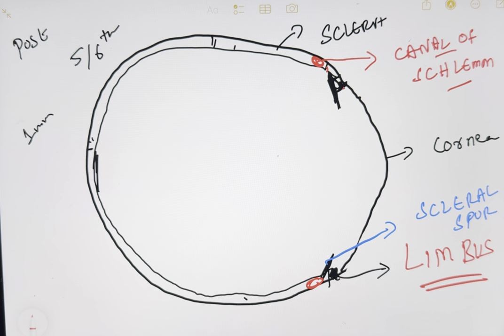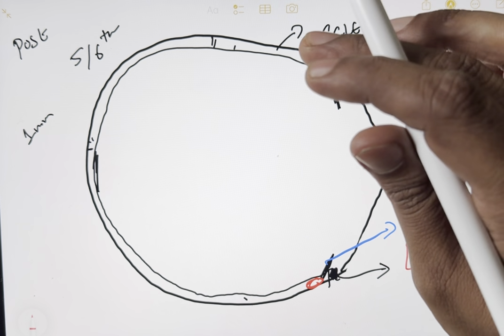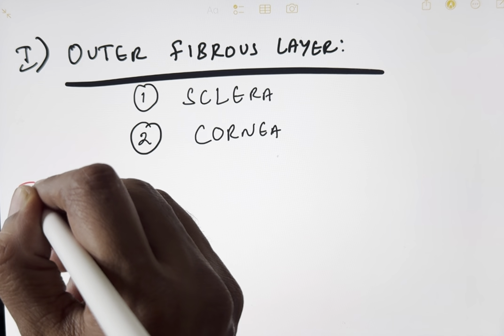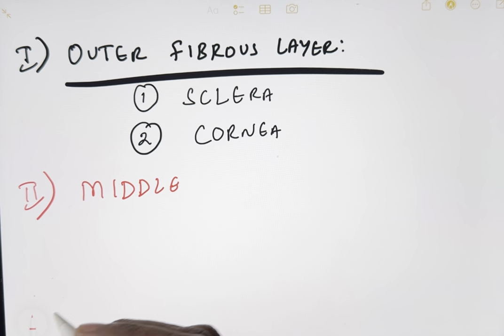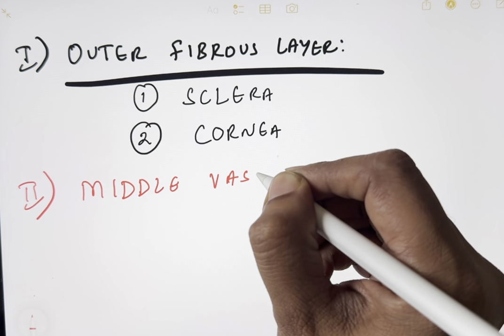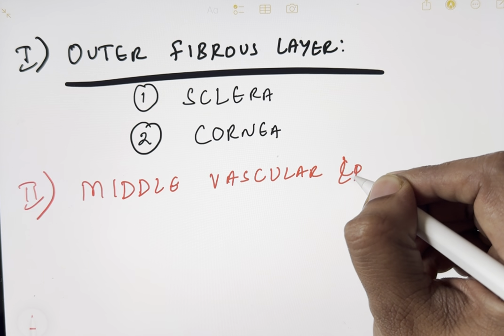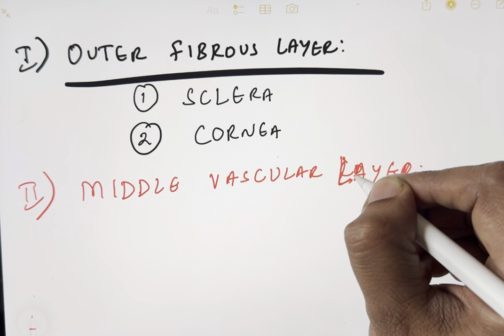We will discuss what the aqueous humor is while we are discussing the other parts of the eyeball. So this is the first fibrous coat. Then the second layer is the middle vascular coat, the middle vascular layer.